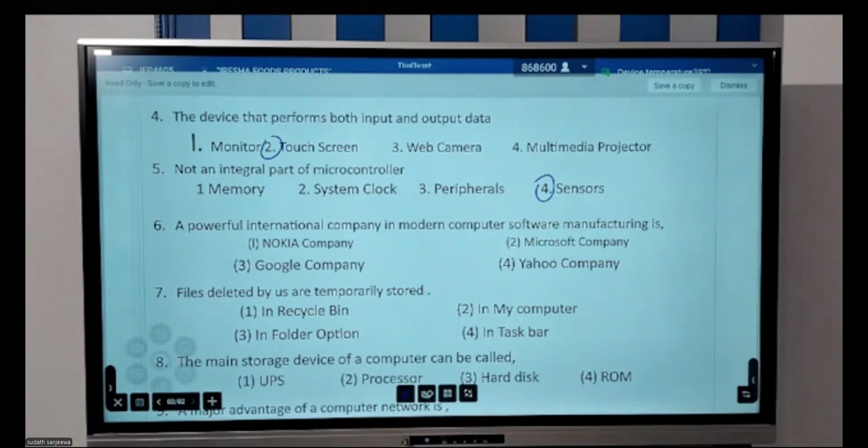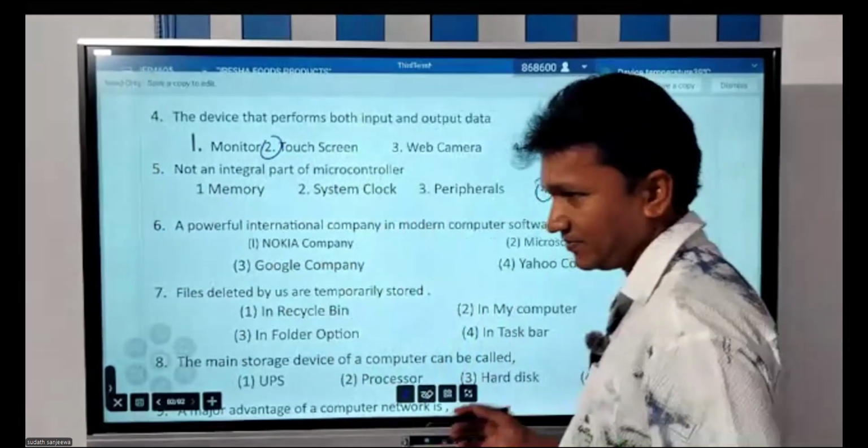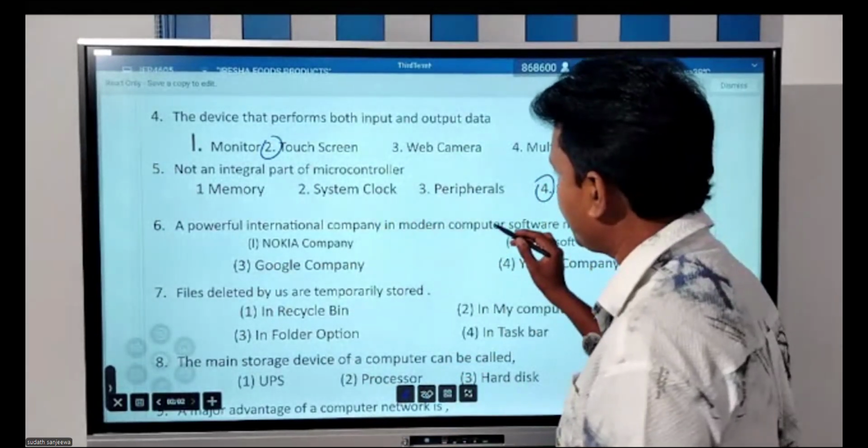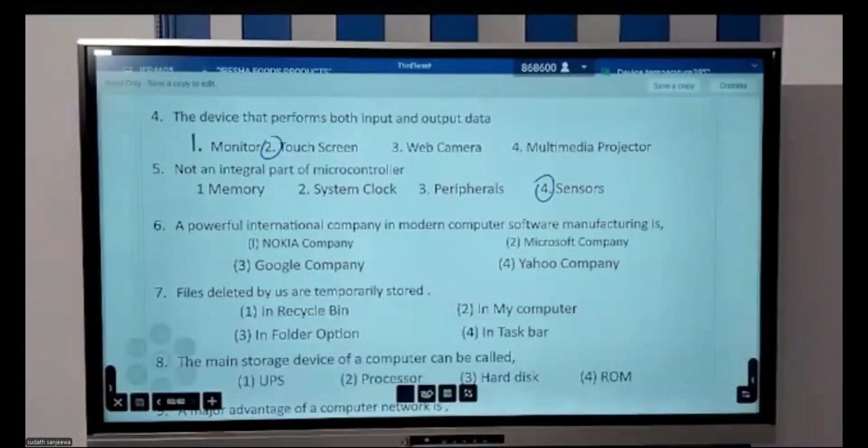Okay. Can you see me properly? Internet connection is a little bit down, slow. Right? Next one.